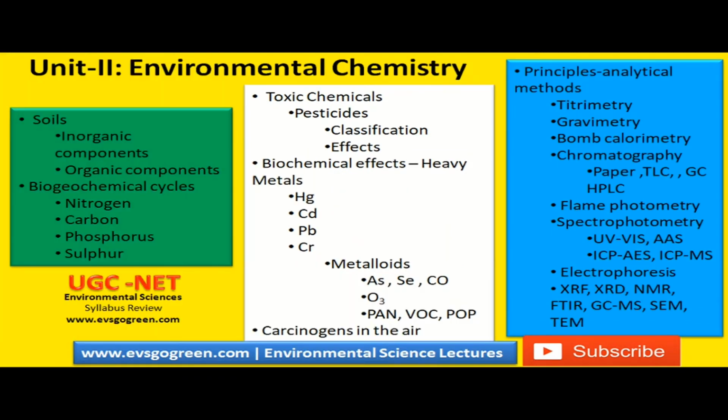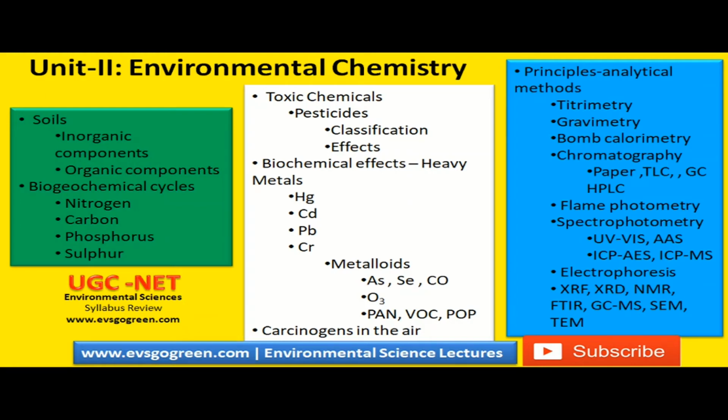Second, again I have split it into another 3 modules, where you can see the environmental chemistry of soil, what are the inorganic components and organic components. Then you need to understand the biogeochemical cycles, and in this, what are the cycles that you have to learn? You have to learn the nitrogen cycle, the carbon cycle, phosphorus cycle, and sulfur cycle. So how these different elements or molecules or chemicals are being cycled in and out of the environment, and how the balance is maintained, this is called biogeochemical cycles.